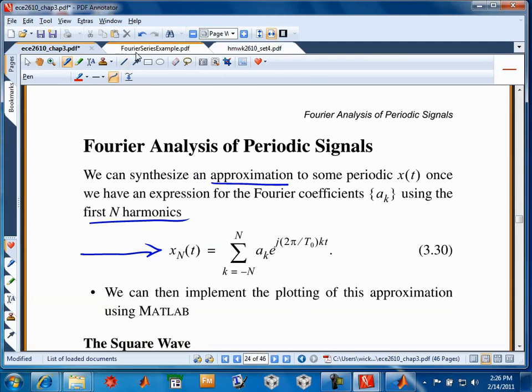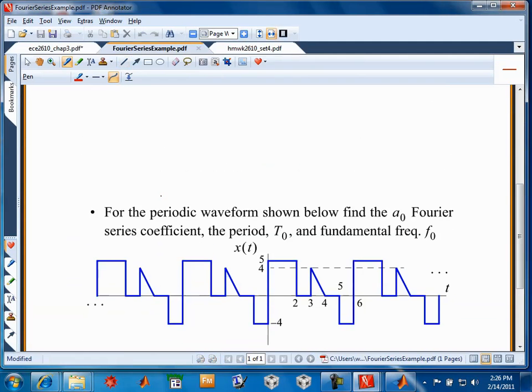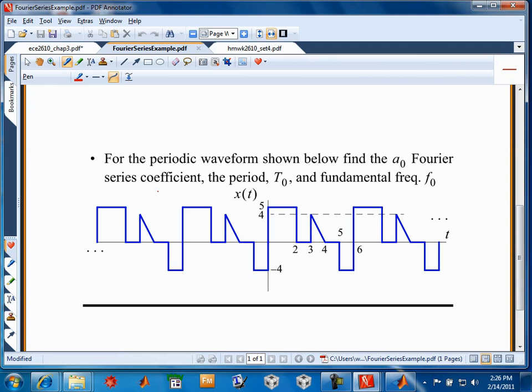And just to give you a quick look at something on this worksheet I handed out, I give you that kind of a waveform. We're going to look at this a little bit later: find the average value of that waveform. You can do that, right? Just find the area above and the area below over one period. It'll be a pretty straightforward calculation.